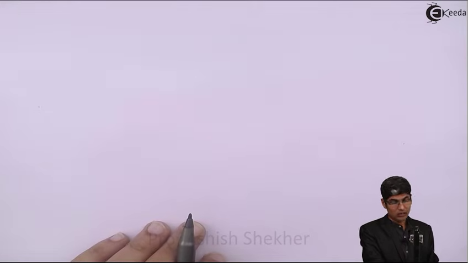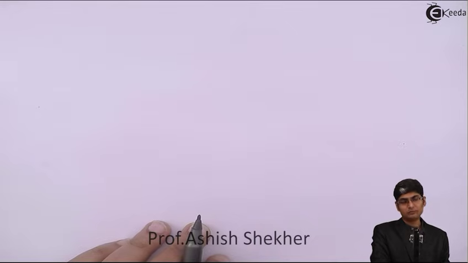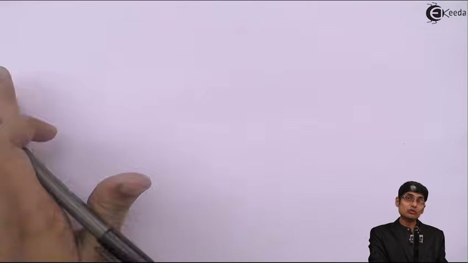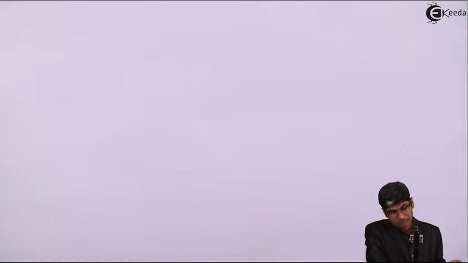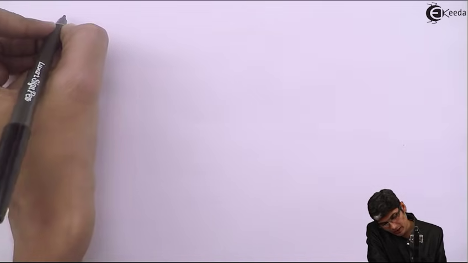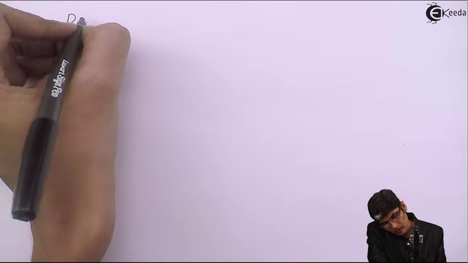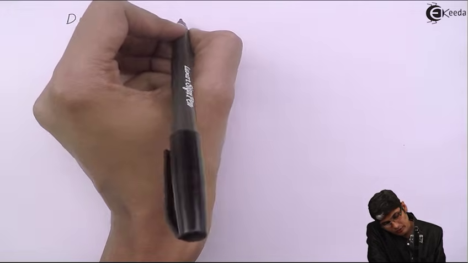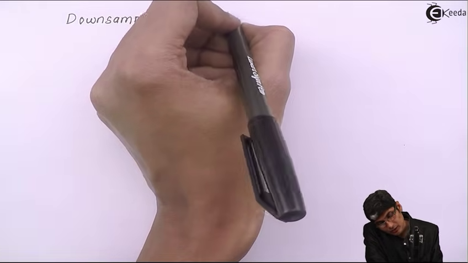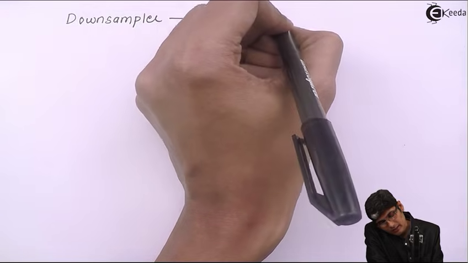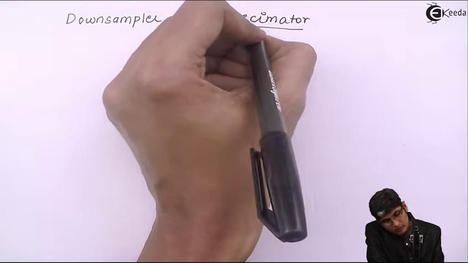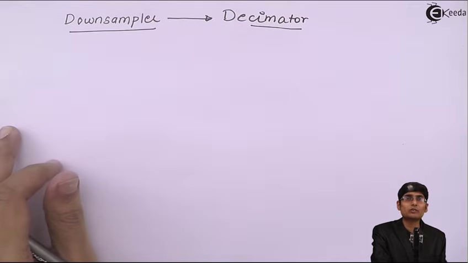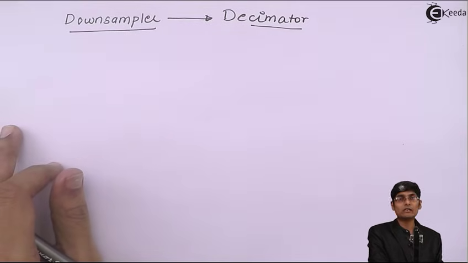Hi friends, today we are going to see a method of decreasing the sampling rate of a given signal, which is also known as decimation or a decimator. So we have so far seen what a downsampler is, and we are going to proceed today to the decimator. There is a very basic difference between a downsampler and a decimator.